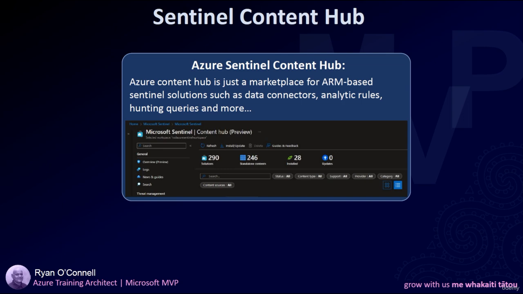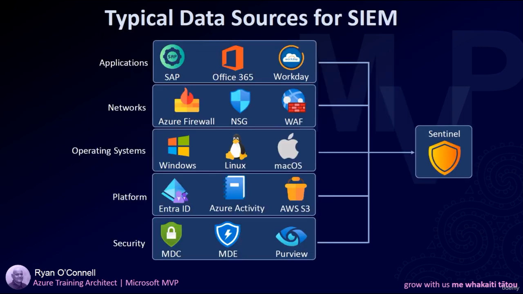So what is the Content Hub? Well, the Content Hub is just a marketplace for the ARM-based Sentinel solutions, such as data connectors, analytic rules, threat hunting queries, and more. So typical data sources for SIEM for applications would be SAP, Office 365, Workday.